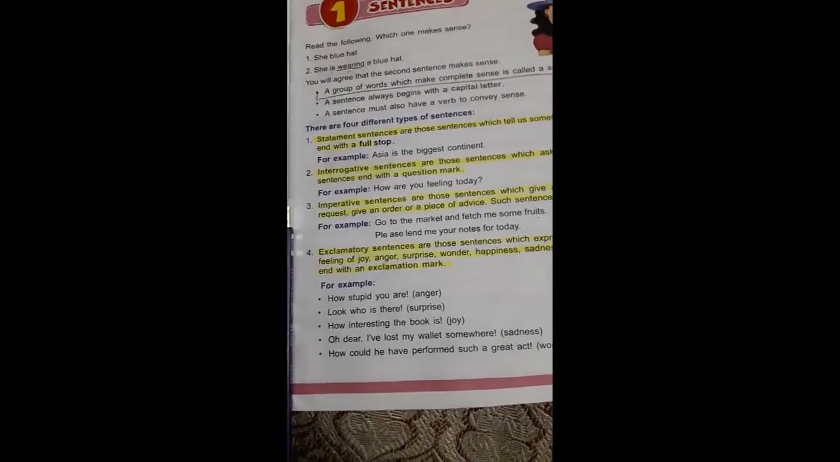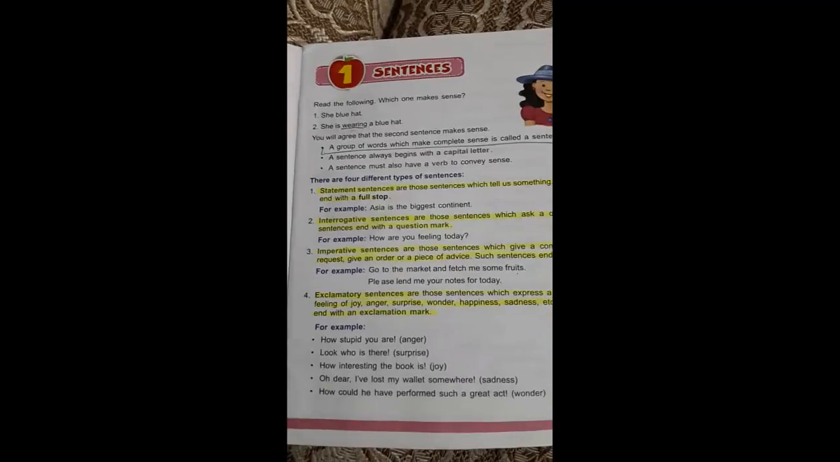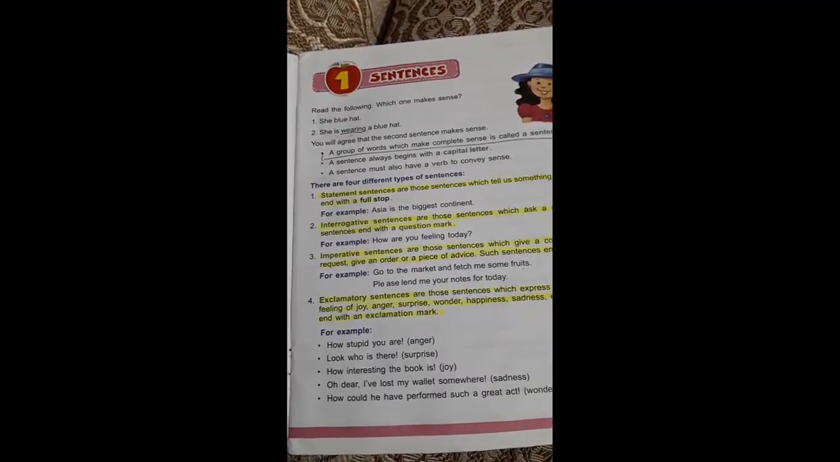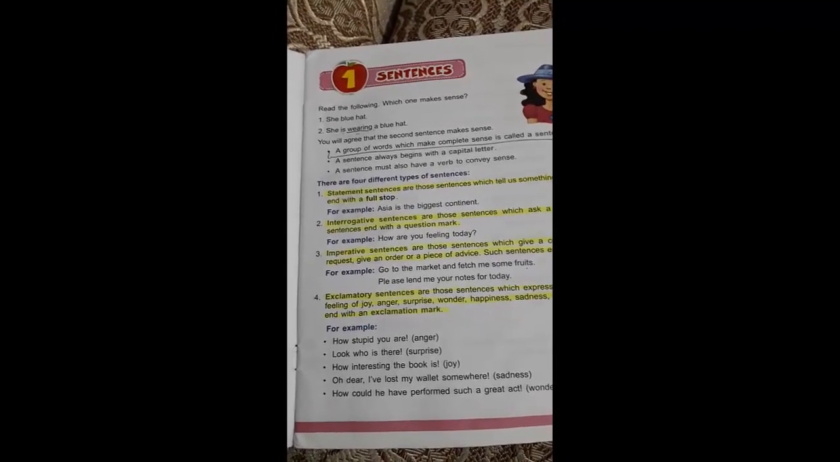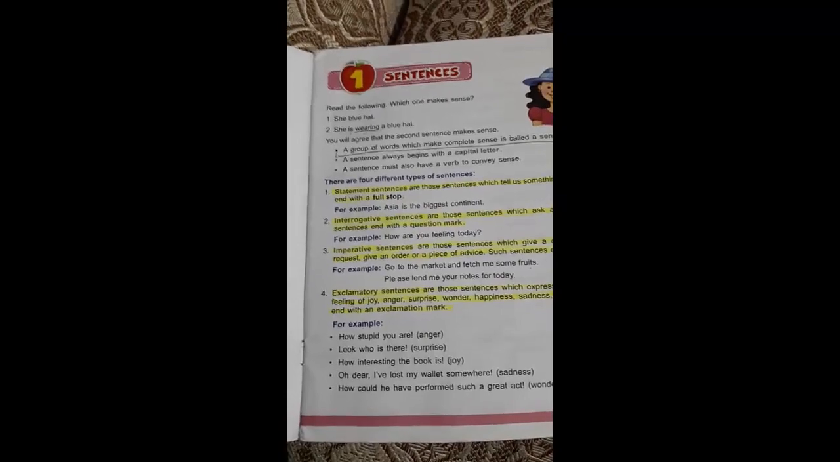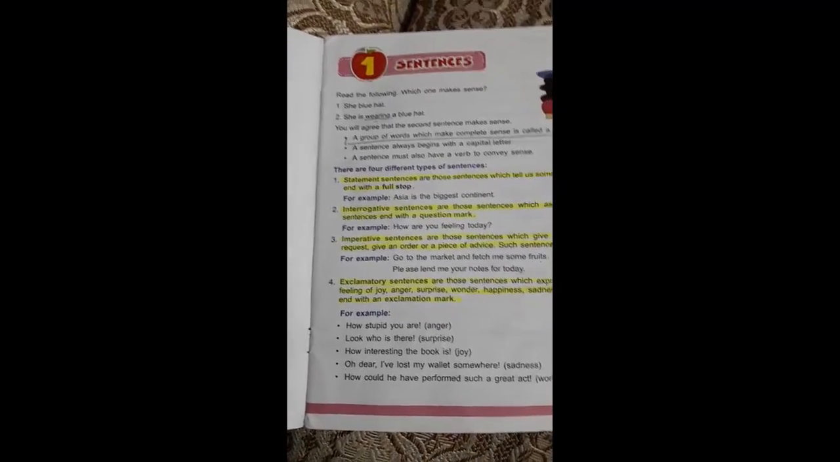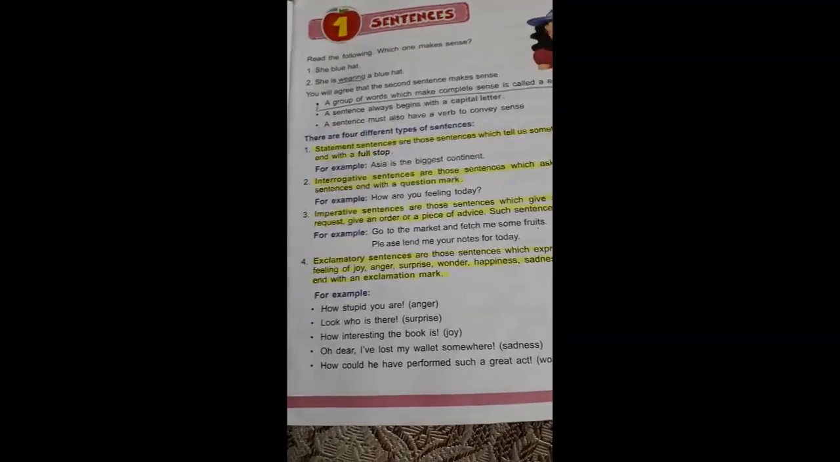Now we will move towards the kinds of sentences. There are actually 4 kinds of sentences. Number 1, statement sentence. Number 2, interrogative sentence. Number 3, imperative sentence. And number 4, exclamatory sentence. Now we will discuss them one by one. Let us start with the first one, which is the statement sentence. Now we will read from the textbook.